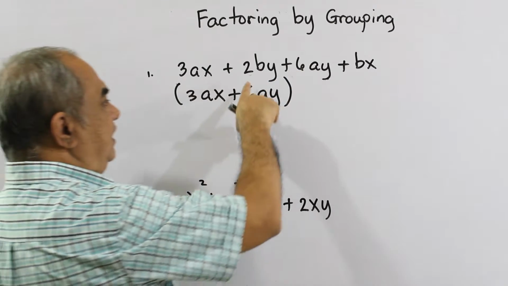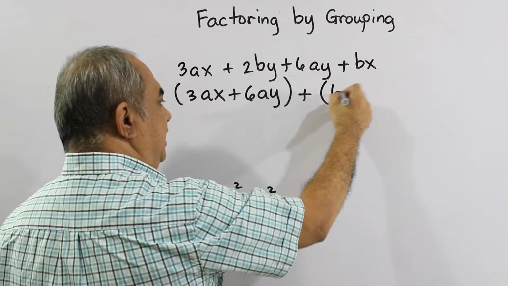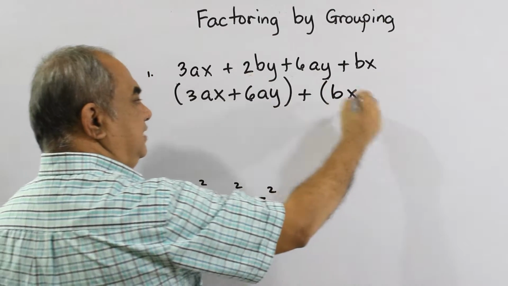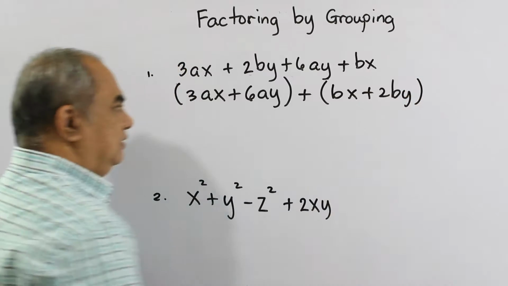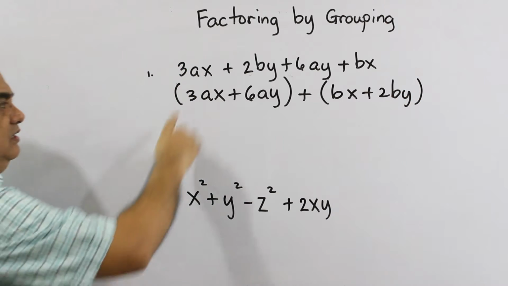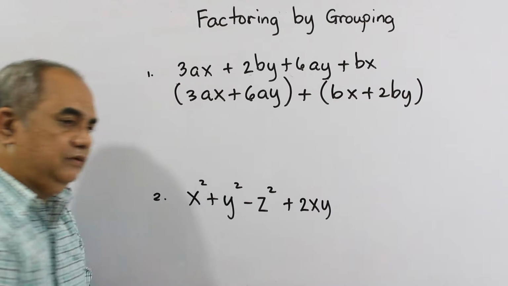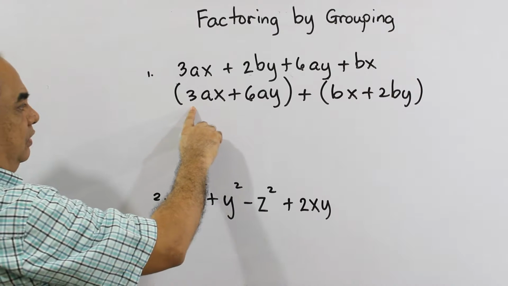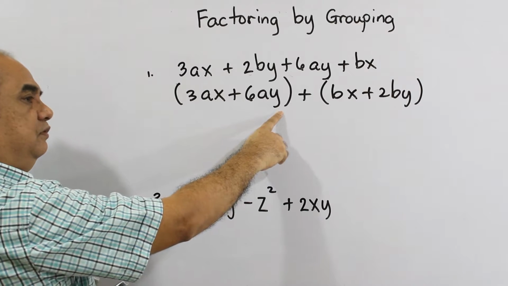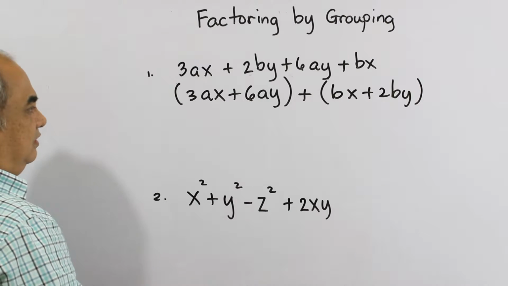Now, what is left? We have the group of, say, bx plus 2by. Okay? So you see, since these terms are all addition, we can rearrange the position of the addends. Now, how are we going to factor this? By using common monomial.